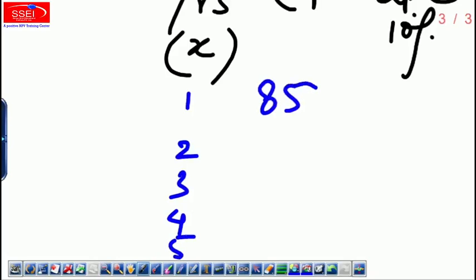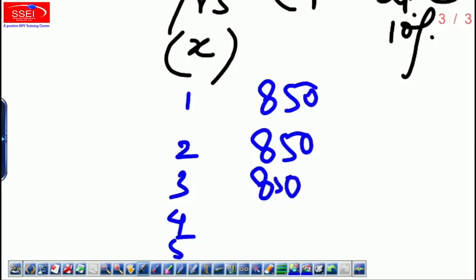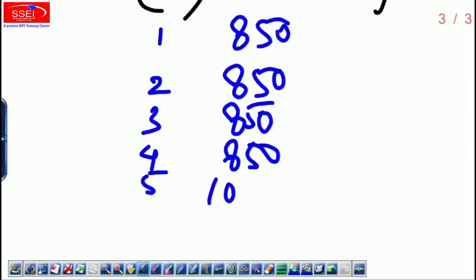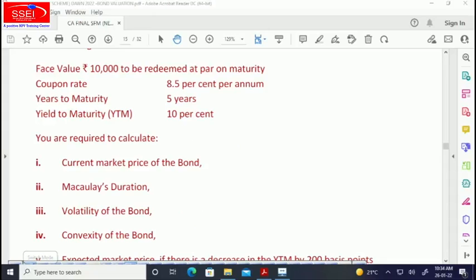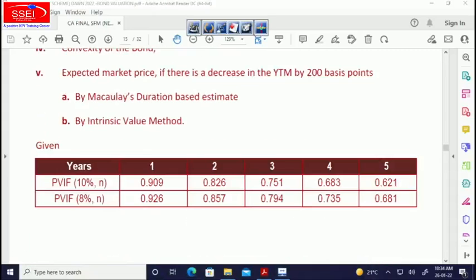Cash flow 85. I think it's not 85. 8.5% of 10,000 is 850. So it will be 850, 850, 850, 850 and 10,850. Okay, because face value is 10,000. Now discounting factors are given to us. Whenever they are given to us, we have to use what is given. Discounting factor at 10%: 0.909, 0.826, 0.751. I'm copying them. It's boring, but I'm doing it.